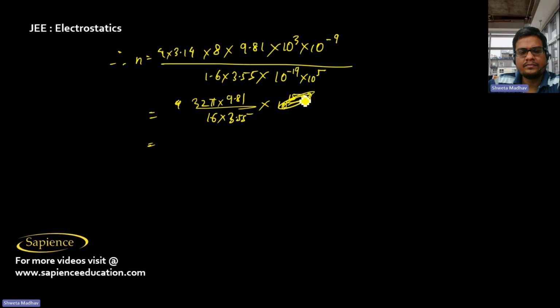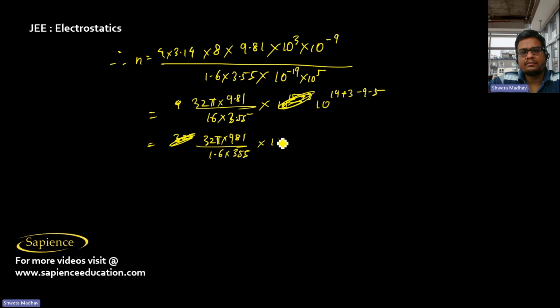Now this is 10 power 19 plus 3 minus 9 minus 5. So this will be 32 pi into 981 by 1.6 into 355 into 10 power 13 minus 5, that is 8, power 8.